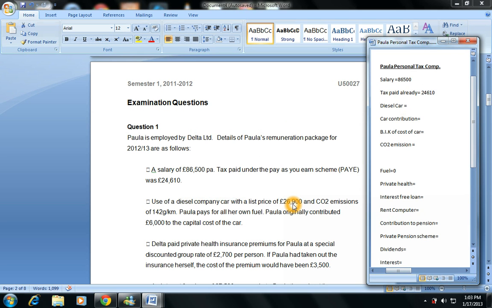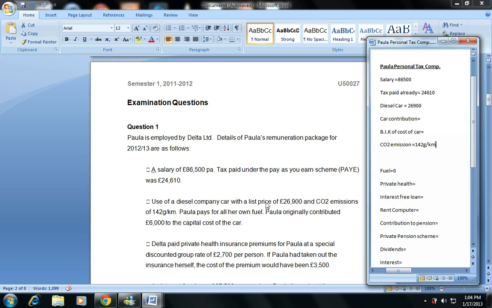It says the use of a diesel company car with a list price of 26,900 and CO2 emissions of 142. They bought a car for Paula that cost 26,900, and the CO2 emission was 140 for that car. So with this, we're going to calculate the benefit in kind for them buying that car for her.